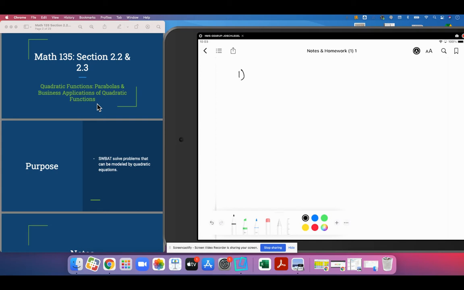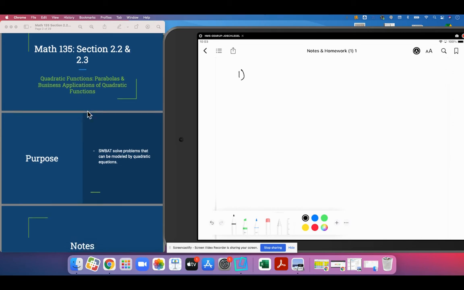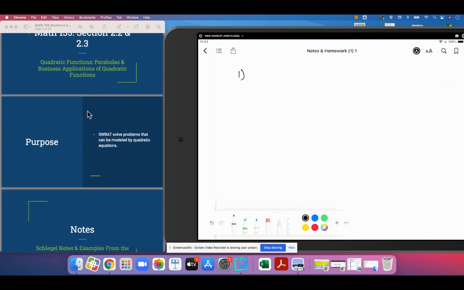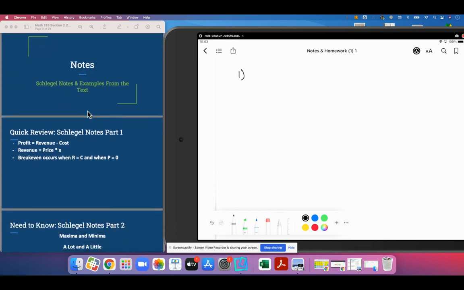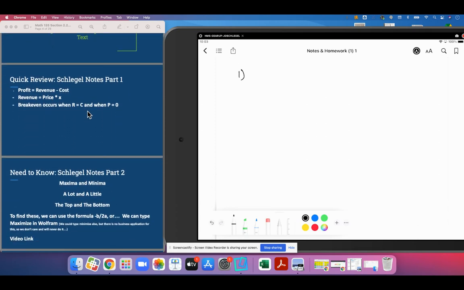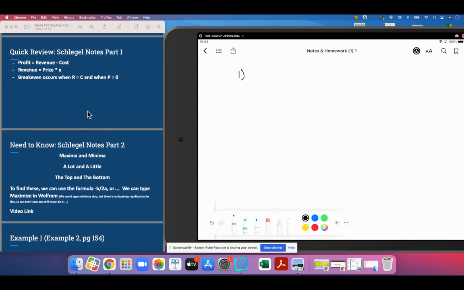If you're a person that wants to do this by hand, I will not stop you, but I will wish you luck. So that being said, everyone, our purpose today is to solve problems that can be modeled by quadratic equations. A quick review in Schlegel notes here: we need to remember that profit is equal to revenue minus cost, that revenue is the price times the number of units sold, and that there are two ways to find the break-even point, and those are when revenue is equal to cost and when profit is equal to zero.